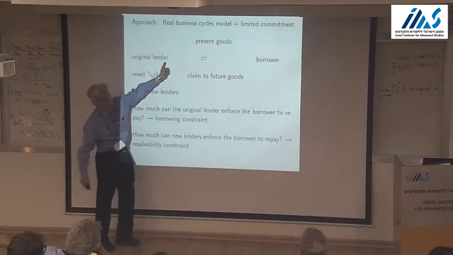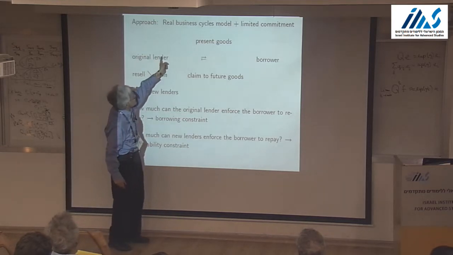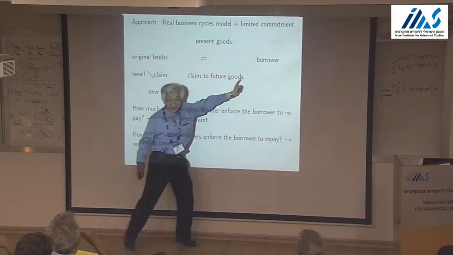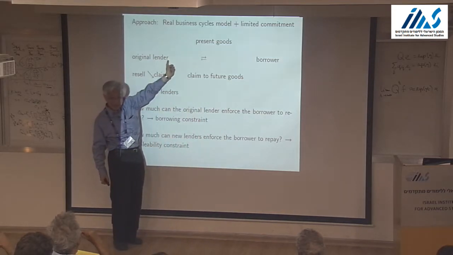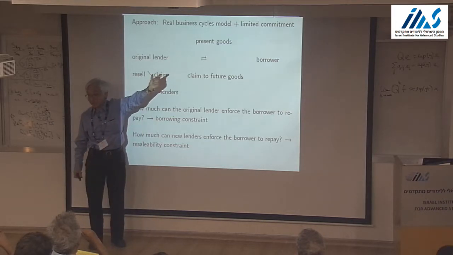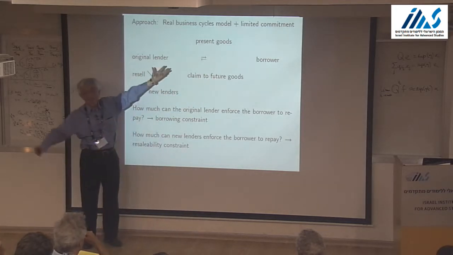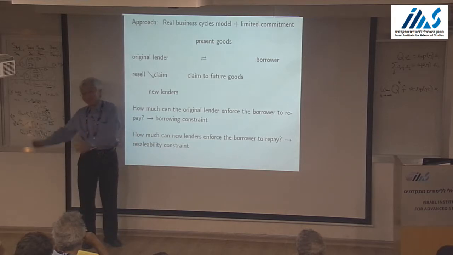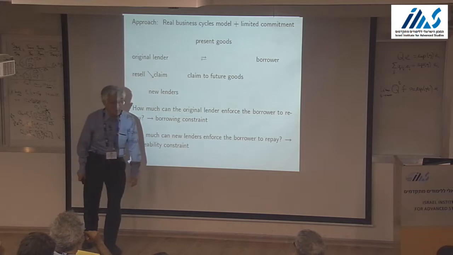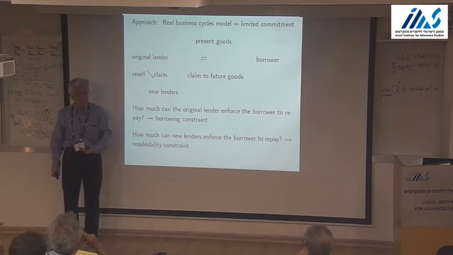Essentially, the borrower and lender means the exchange where the lender is giving the goods today, or purchasing power to buy the goods today, in exchange for a promise to pay in future, a claim to the future goods. So it's an intertemporal exchange. The problem of intertemporal exchange is the first exchange is today, the second happens in future. But when the future comes, people may not give, may change the promise. So this is a classic time inconsistency problem or limited commitment problem.